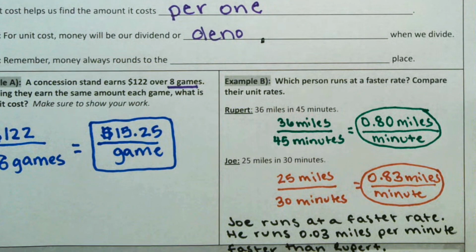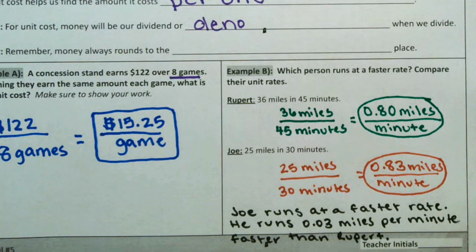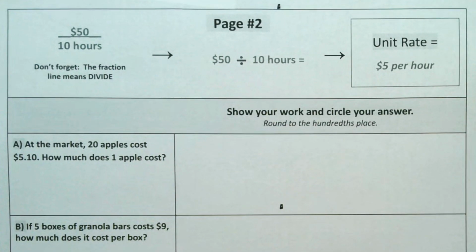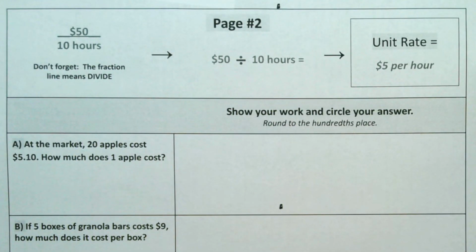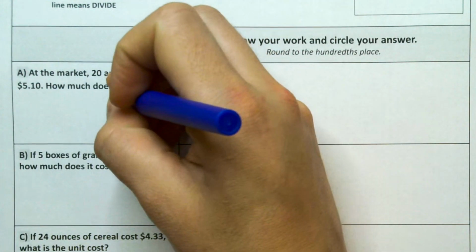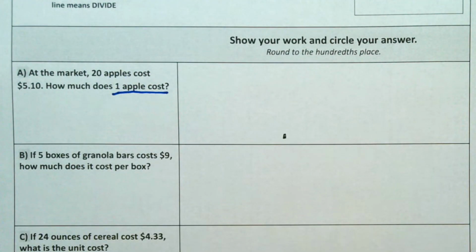Pause the video if you need more time. Come back to the video once you're ready for page number 2. All right, let's take a look at page number 2. I'm going to complete A with you and then have you complete the rest of page 2 on your own. A says, at the market, 20 apples cost $5.10. How much does 1 apple cost?